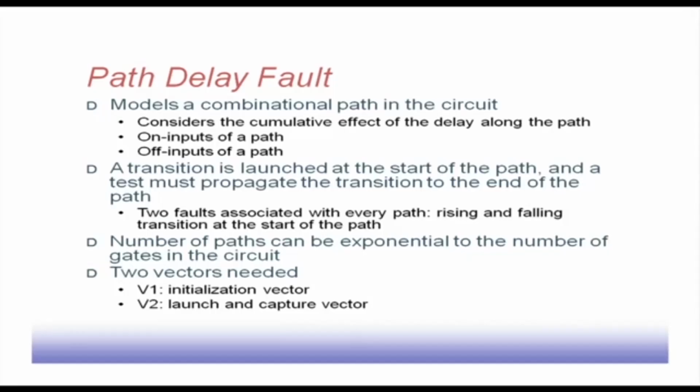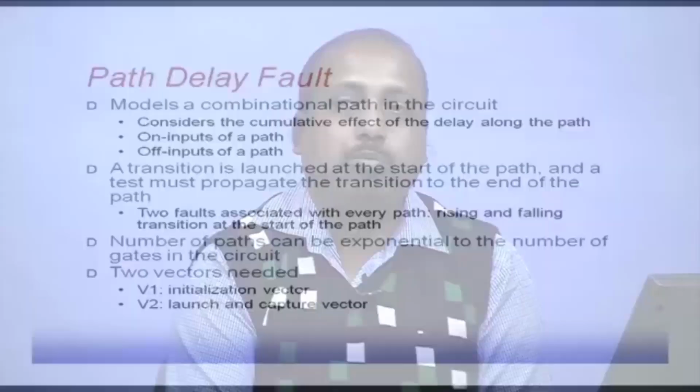Now, for a path, there is a set of on-inputs, that is the inputs which are affecting the gates on the path, and there are some off-inputs of the path. They are not affecting the path, they are feeding the other inputs. A transition is launched at the start of the path, and a test must propagate the transition to the end of the path. So, that is what I was talking about. The transition will be launched at the start of the path, and it must come to the end of the path, and the other inputs are to be set to proper values to facilitate this process, so that this transition propagates through the path to the output.